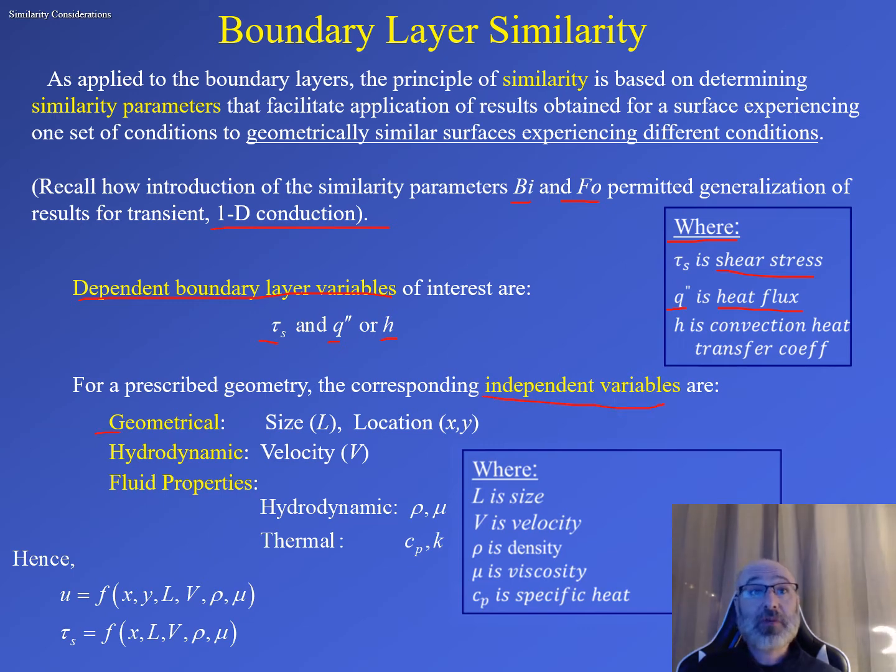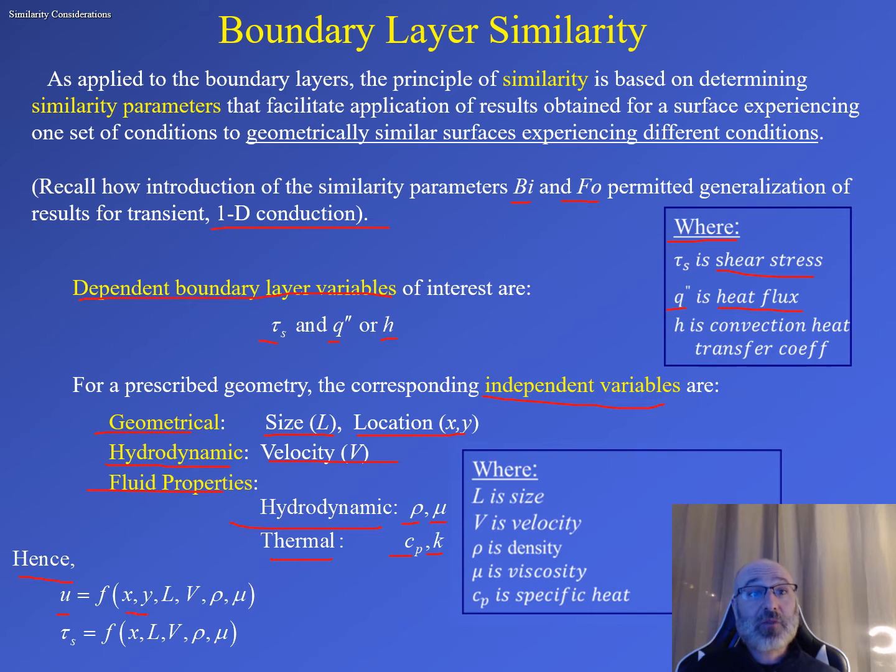going to be, for our geometrical, we're going to have our size L and our location, which are x and y. For hydrodynamic, we're going to have our velocity V, and for fluid properties, we're going to have our hydrodynamic and our thermal. For hydrodynamic, we have our rho, which is our density, and mu, which is our viscosity, and for thermal, we have our C sub p, which is our specific heat, and our k value, which is our thermal conductivity.